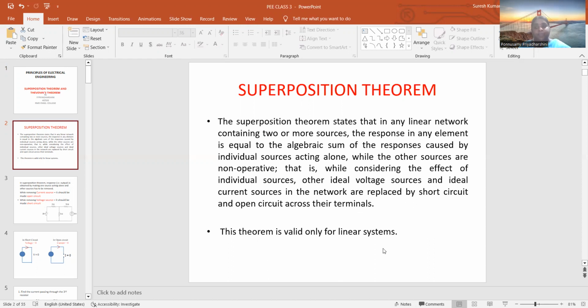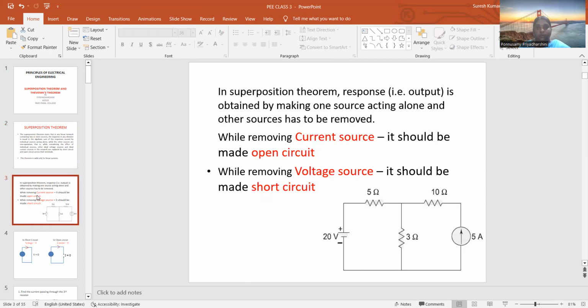Superposition theorems are especially helpful in a circuit consisting of more than one or two sources. The response is obtained by making one source act alone. While removing a current source, it should be made open circuit, and while removing a voltage source, it should be made short circuit. For example, this is the circuit they have given.